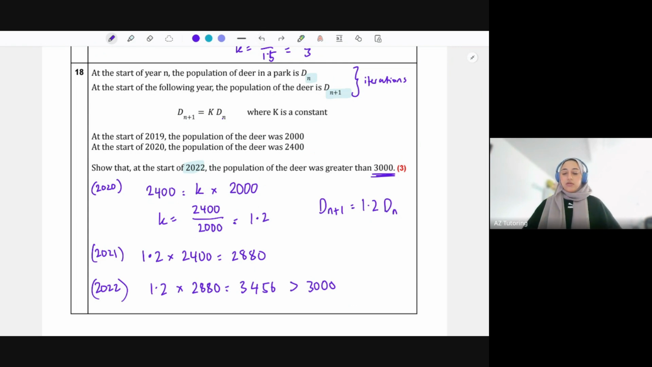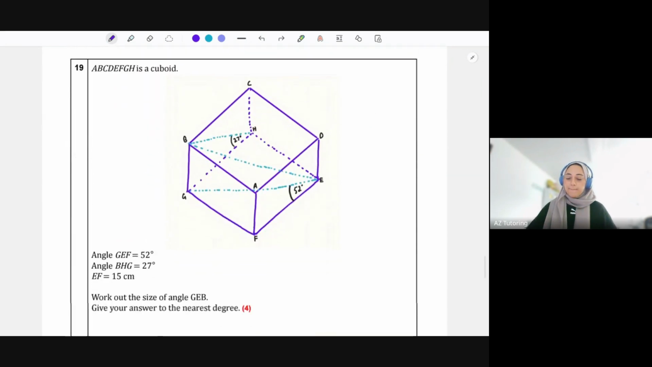Okay, so a bit of a different 3-mark question. It's not the usual iterations one that you're seeing. It's kind of similar, but not really. They've put it in equation format. Let's move over to question 19.